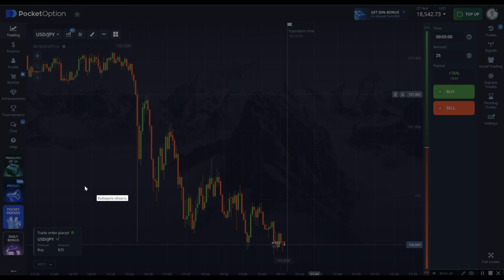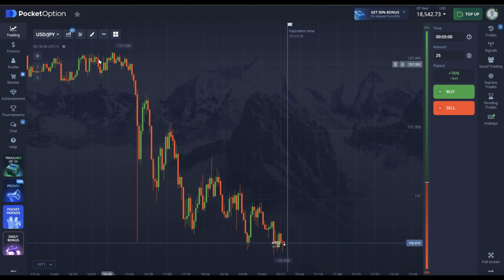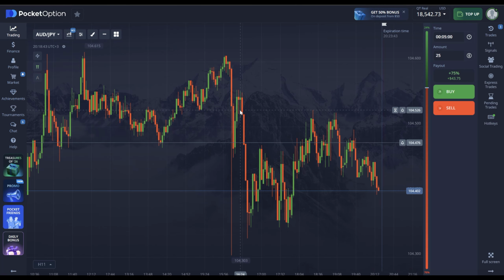USD JPY currently opens a trade for an increase. We have a local minimum here right now. You can see that the price is reversing from this zone. Most likely the price won't be able to break through this zone, and maybe we'll be able to make a profit here.